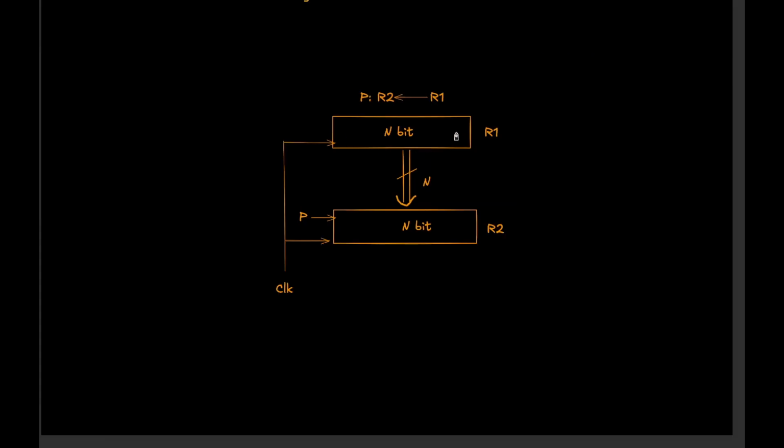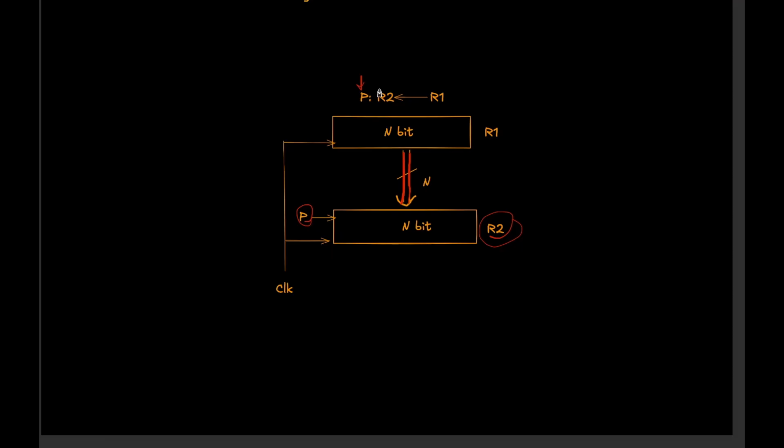Now we'll see how to transfer data from one register to another register. Here the data of R1 should be transferred to R2. We know that to change the content of any register, the load signal should be 1. Here P is the control signal, which means when P is 1, the transfer should occur. So we can give the P input to the load input of R2's register.